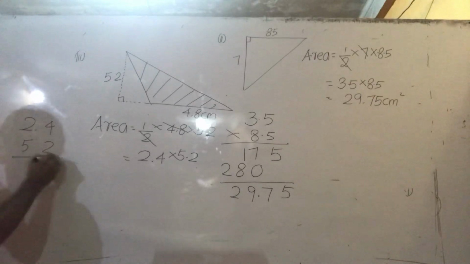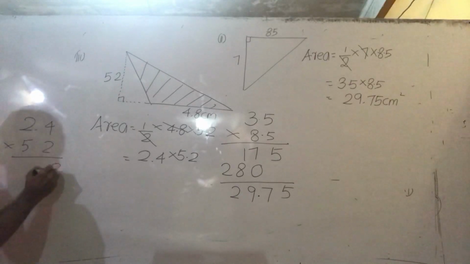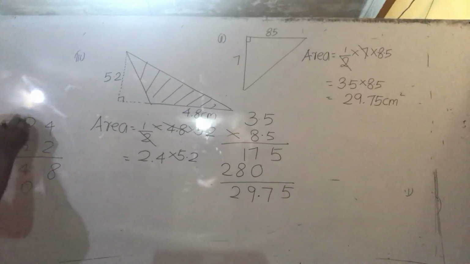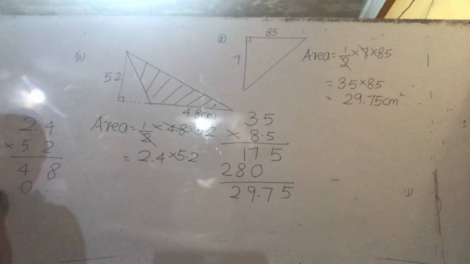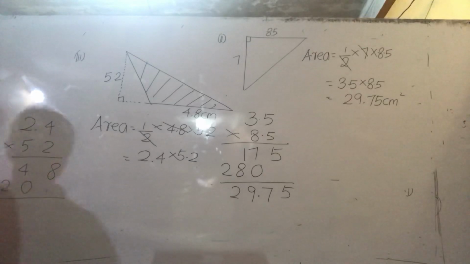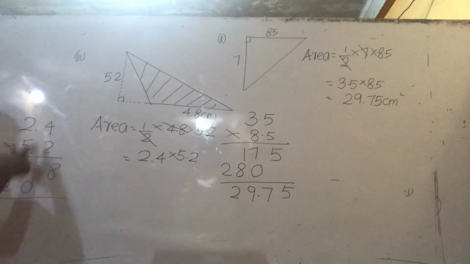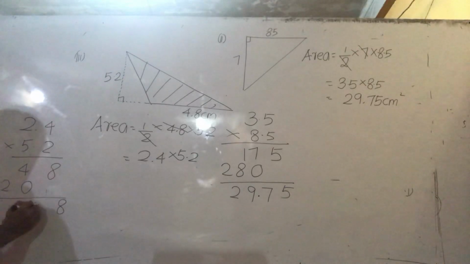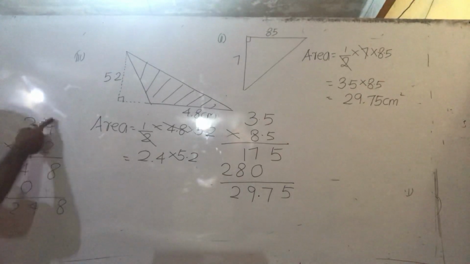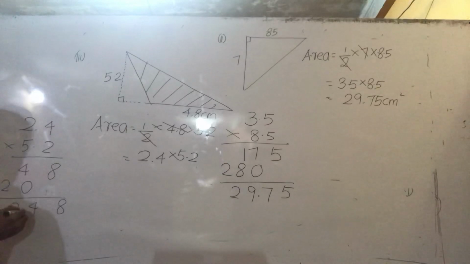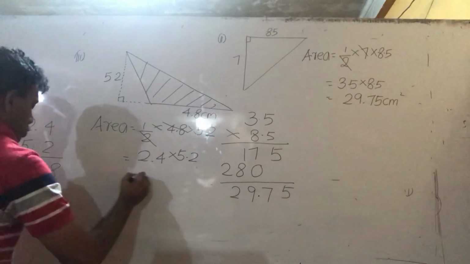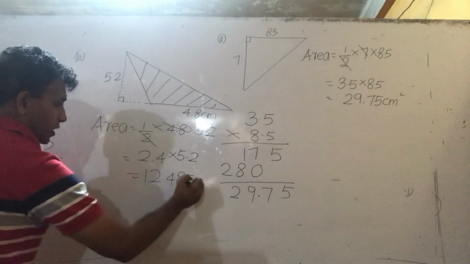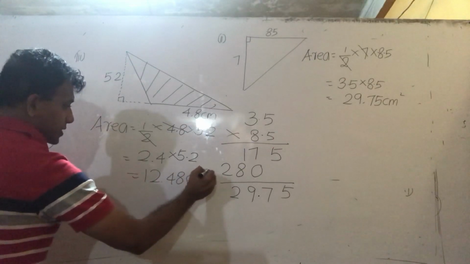5.2 multiplied by 2.4. 8, 4, 20, 2 remaining, 10 and 2, 12. Okay, 8, 4. So 2 decimal places from the back. Check the value: 12.48. Not only that, if you miss the unit, no marks.